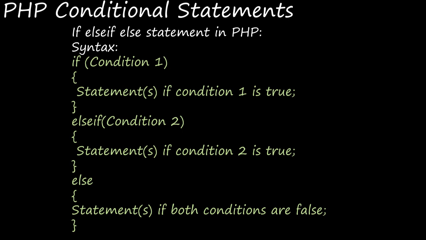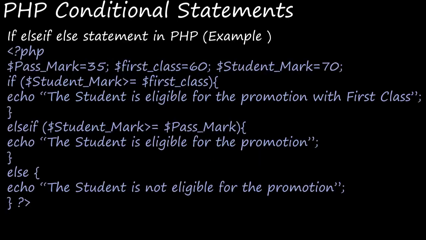Then else if, and we'll give the next condition. If that condition is true, the second set of statements will be executed. If both the conditions are false, then the else will give the output, and this third set of statements will be displayed. Understood? See this example. Here they have given pass mark is equal to 35.